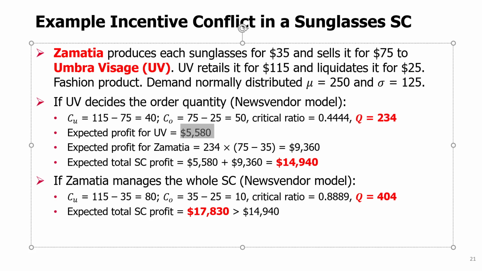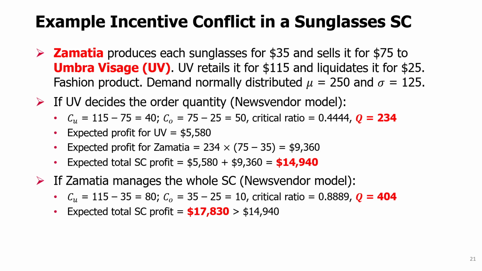Now notice that this is the profit of UV, but Zamatia also makes some profit. Whatever is ordered by UV is of course ordered from Zamatia. So Zamatia sells 234 sunglasses for sure. There is no uncertainty here, because they sell to UV, and they get $75 for selling them, while their cost is 35, so they get $40 for each unit, and their profit is 9,360. So if we add the profits of UV and Zamatia, we obtain the total profit of $14,940.